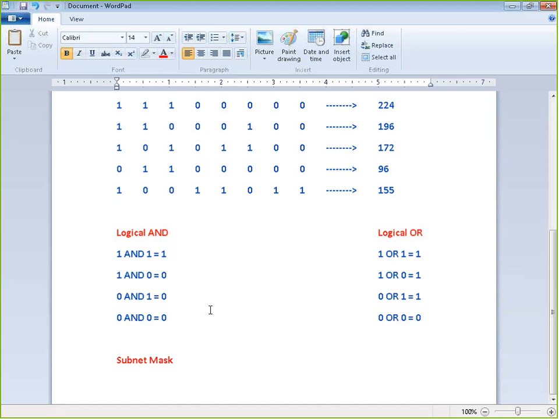I'll just modify the definition of subnet mask a bit. A subnet mask is a 32-bit value which is used to determine a network address and a host address out of an IP address. Do you get that? A subnet mask is a 32-bit value that is used to determine the network address and the host address out of an IP address.